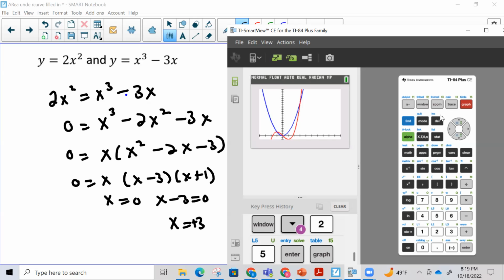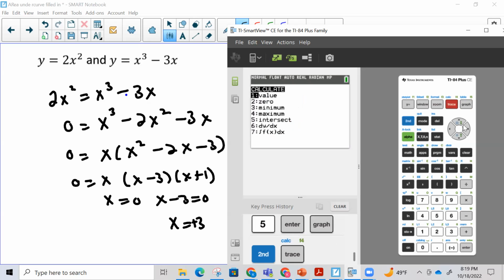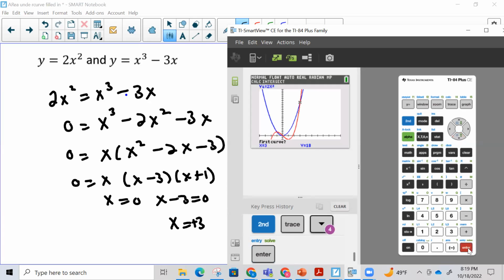So again, you can go to second, trace for calc, do intersect for each one, move your cursor again, and then hit enter 3 times to get them. I'm not going to do all of them since we just found them algebraically, but you could also do that.